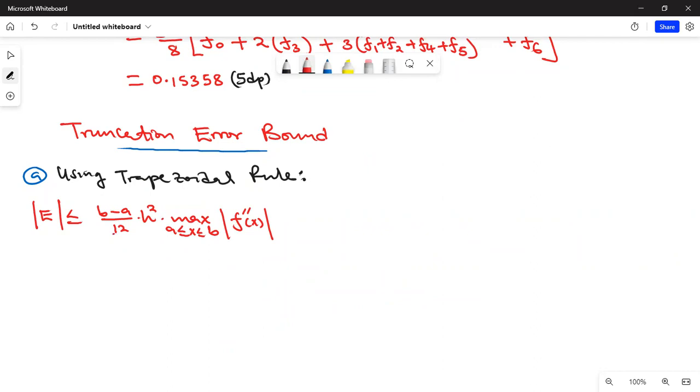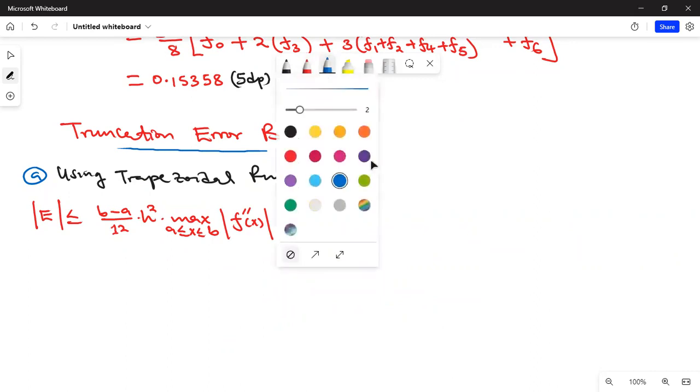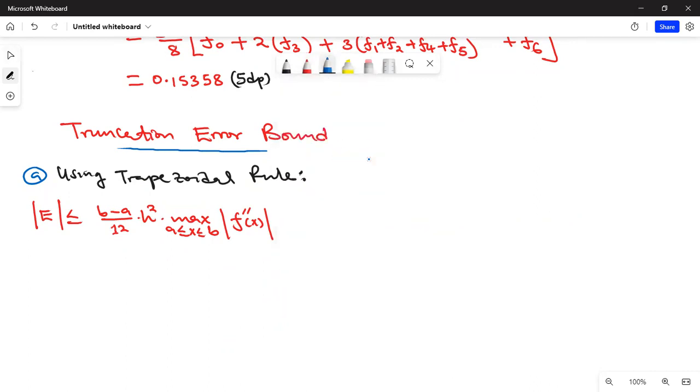Now, we know b from our given integral. We know a, we know h. What we don't know is this maximum value, which we can find. Here is how to find it. So you're going to write that we have f of x given by x squared times exponential negative 2x.